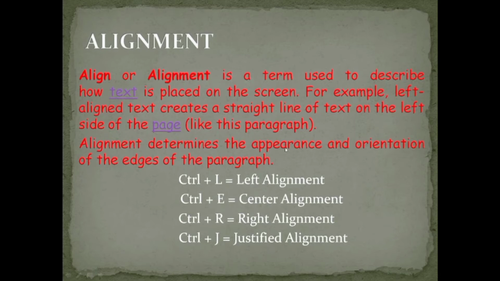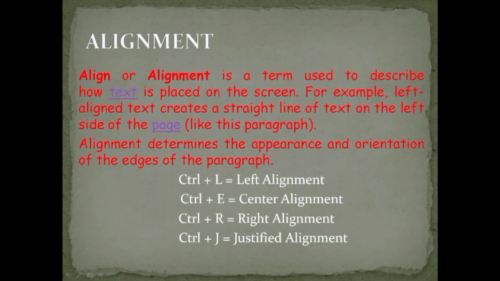Alignment determines the appearance and orientation of the edges of the paragraph. Basically, text alignment refers to the positioning of the text between the margins of a page. We should set the alignment before we begin typing. Text alignment can be of two types, horizontal and vertical. Here we will learn about horizontal alignment, which is the alignment of the text with respect to the left and right margin.